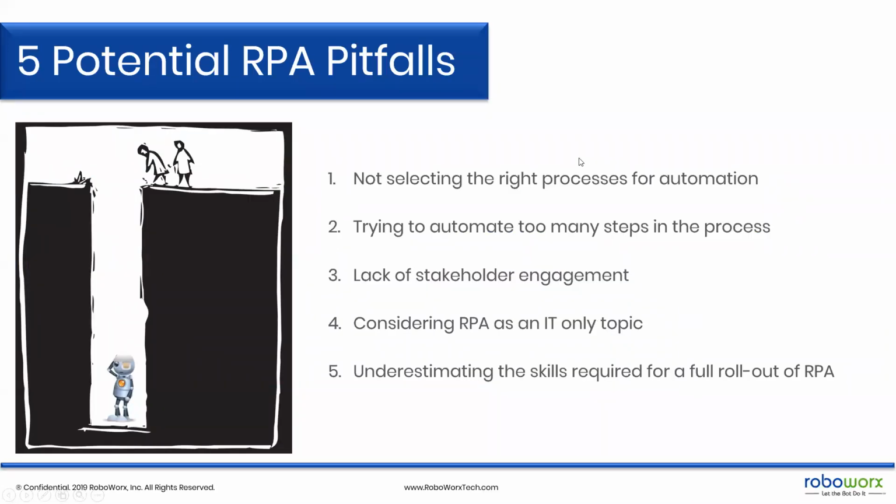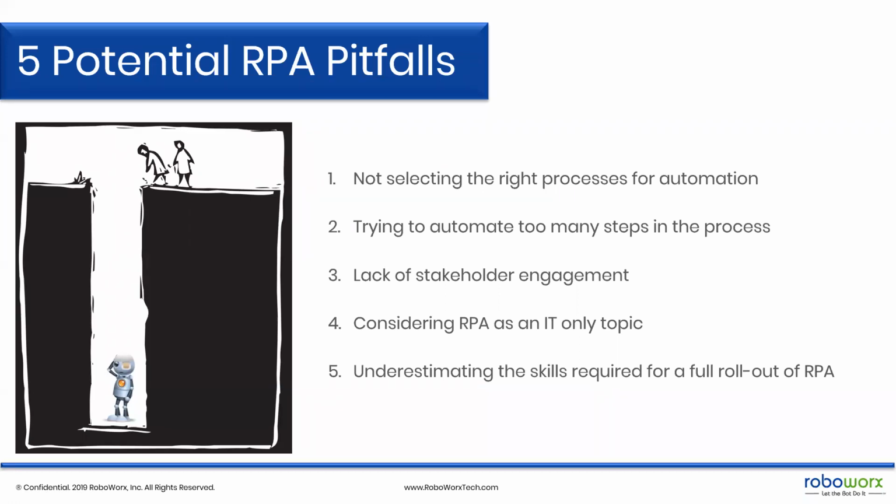Pitfalls. So what are the potential pitfalls for RPA? One is by not selecting the right processes. So we looked at this checklist to identify which processes are the best ones to start with. If you start with something that's too complicated, or it's something that doesn't really take that much time to automate, then you're not going to have the success that you're hoping to get.